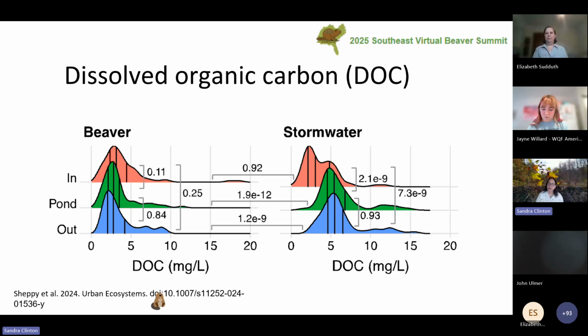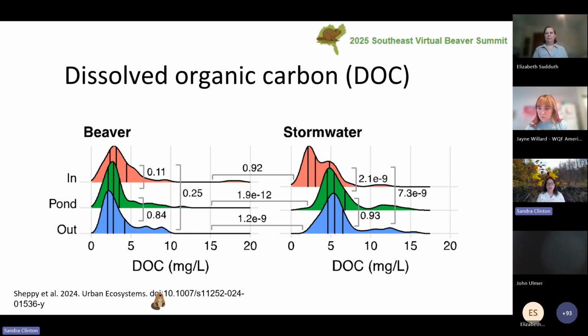And so we don't see any differences in DOC as water moves through this pond for the beaver sites. When we look at the stormwater sites, we see something completely different. Especially we see that the water coming into the pond is different than the water in the pond. And especially important, we actually see an increase in DOC in the water leaving the pond.